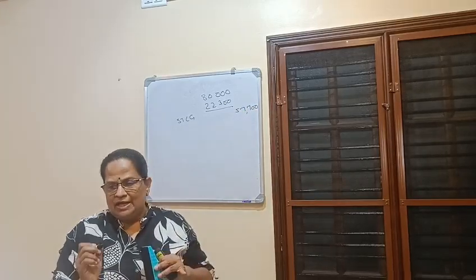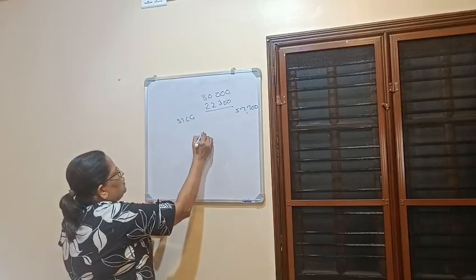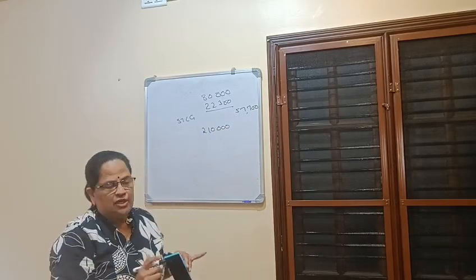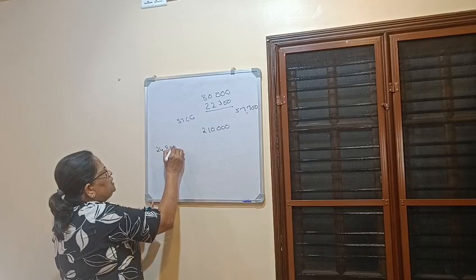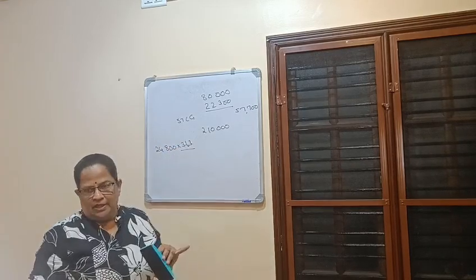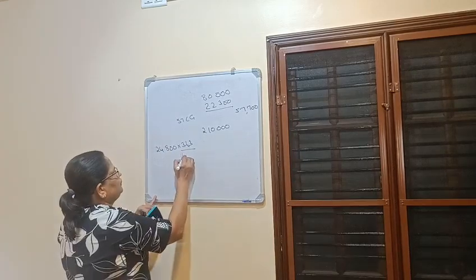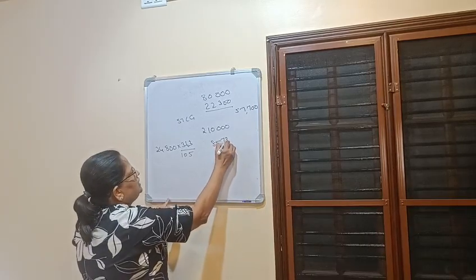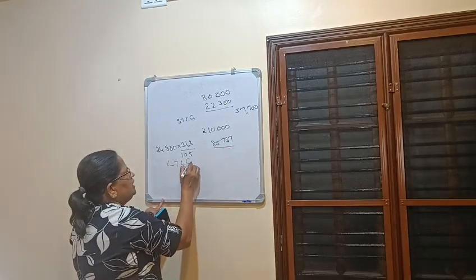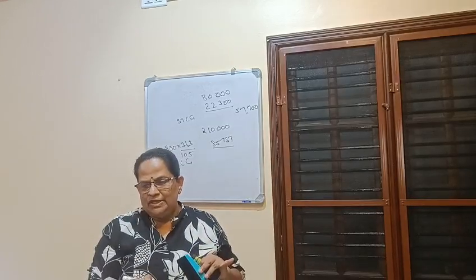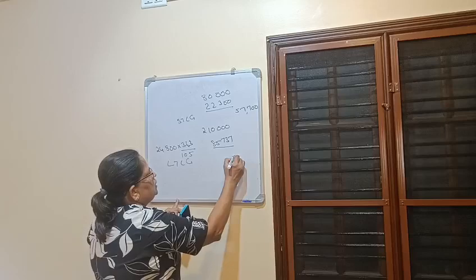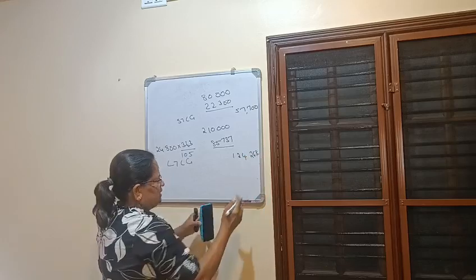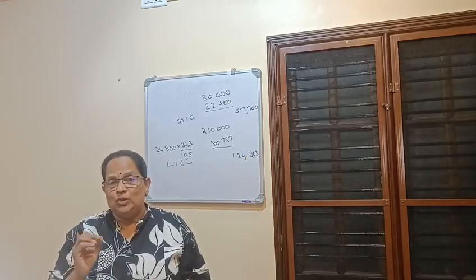Now the sale consideration of the first plot is 2,10,000. And the indexed cost of acquisition is 24,800 into 363 divided by 105. So the value is 85,737. So this is long-term capital gain. The long-term capital gain value is 1,24,263.